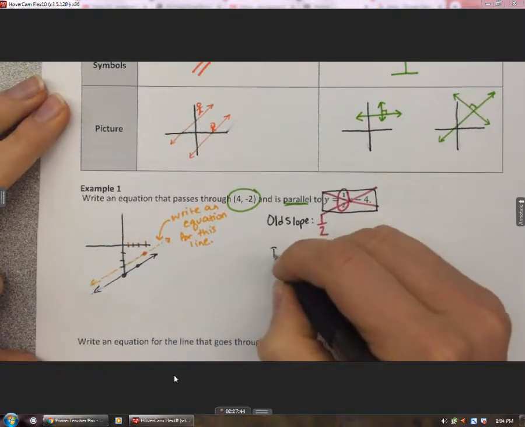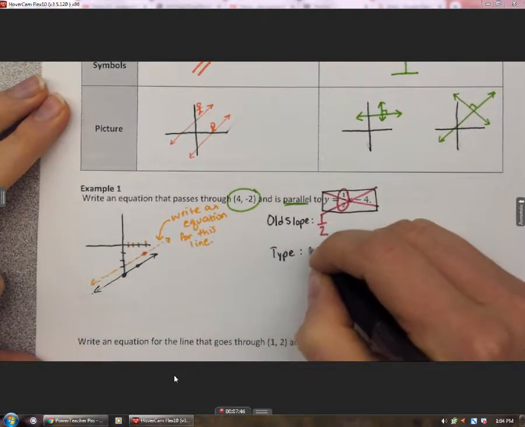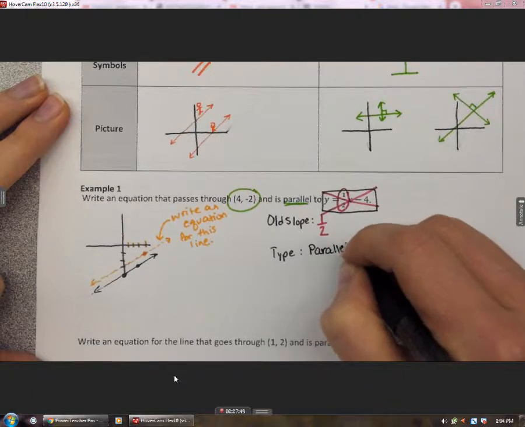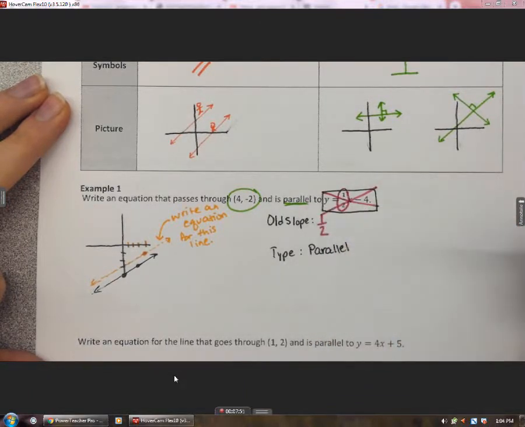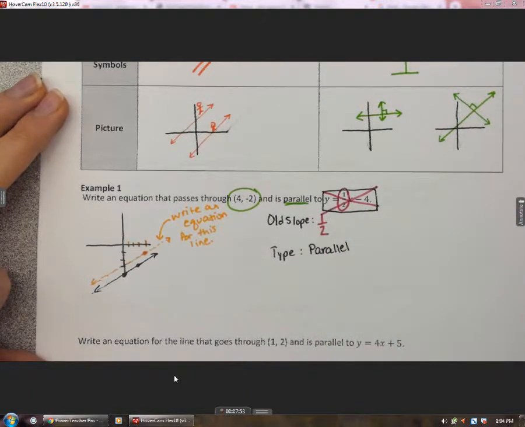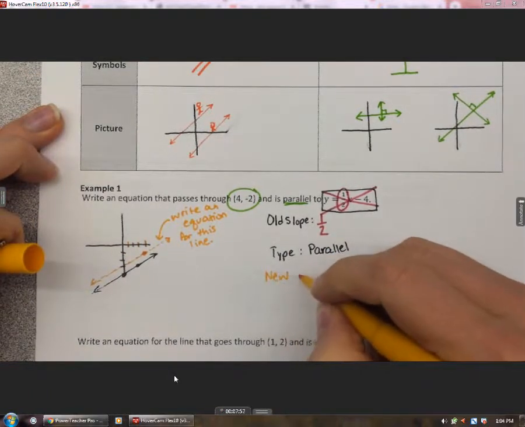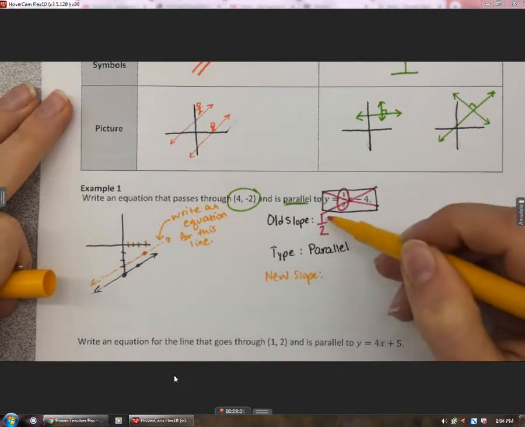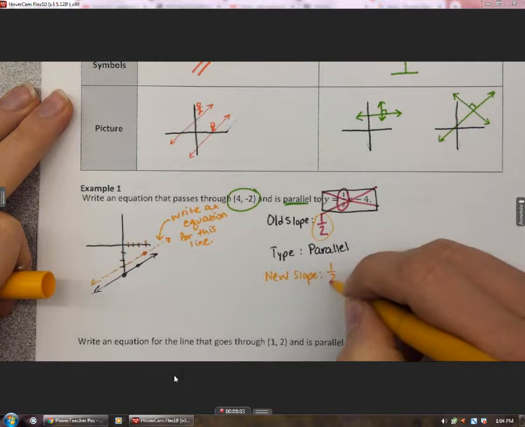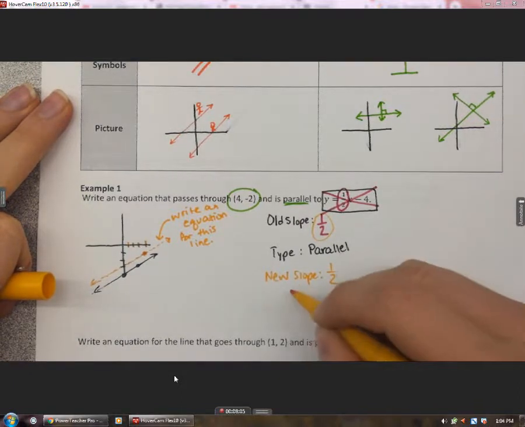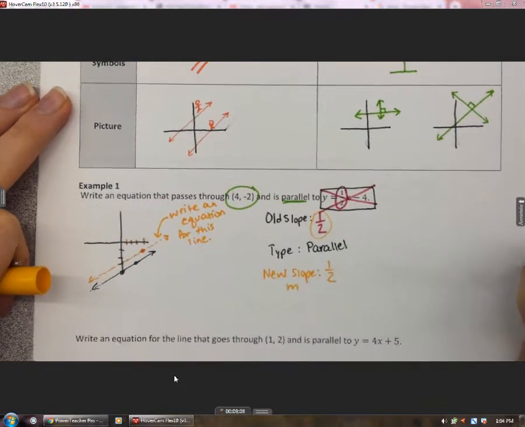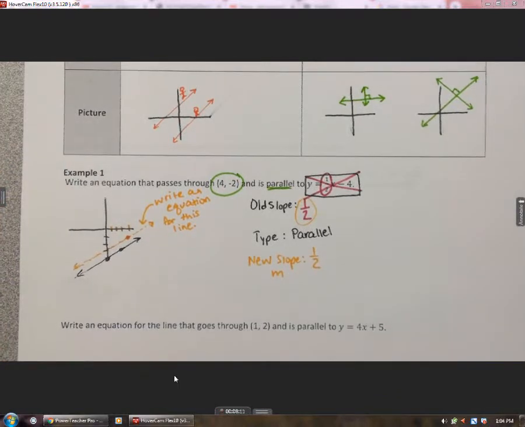This type of equation is parallel. Parallel lines have the same slope. So my new slope is going to be, guess what? Also 1/2. This is my m value, 1/2. And that's all I really need. The rest of this is a review. We've been doing this for 2 days now.